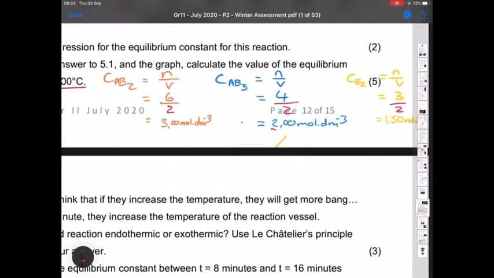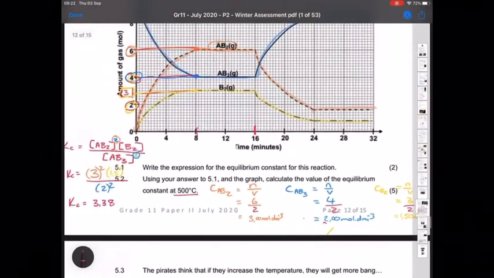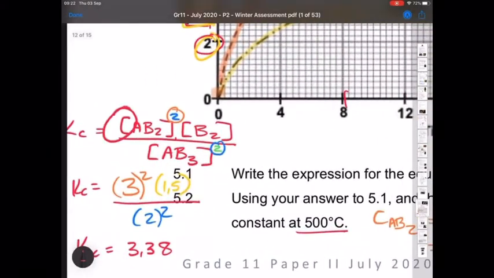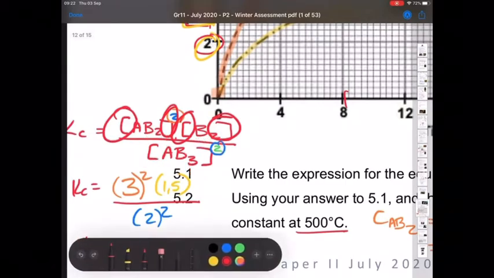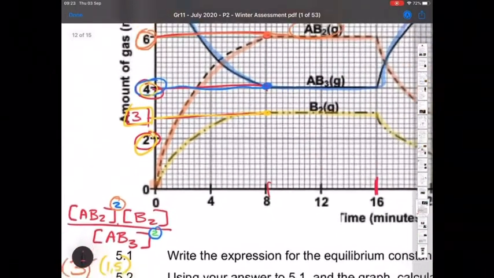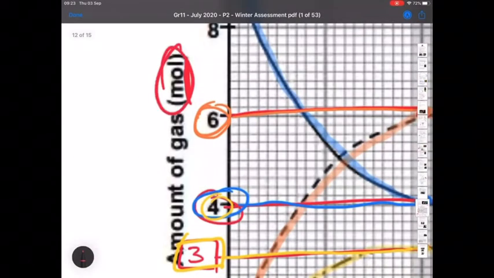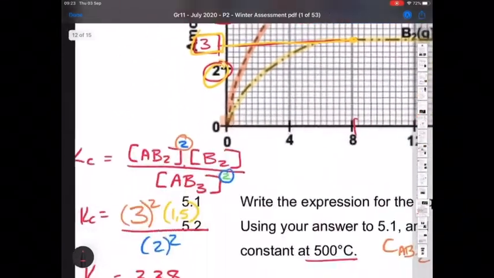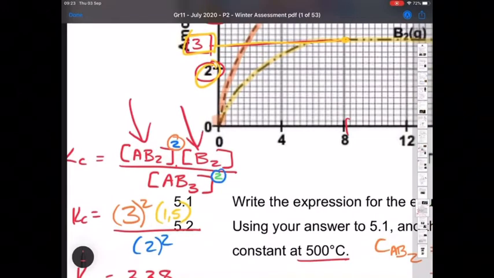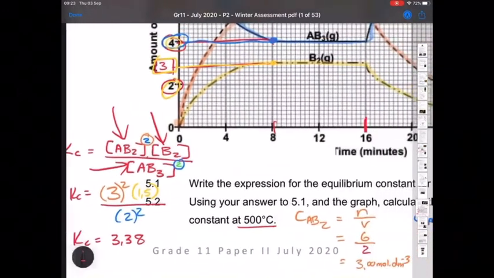Something that a lot of you forgot to do is to convert to concentration. So Kc relies on concentration. Those square brackets represent concentration. You have to convert to concentration. And if you don't have a concentration graph, if you've got a moles graph like this one, then you need to convert moles to concentration. Moles is n. You need to go c equals n divided by the volume to get a concentration. And once you've got concentration, then you can substitute your concentration values into the Kc expression.